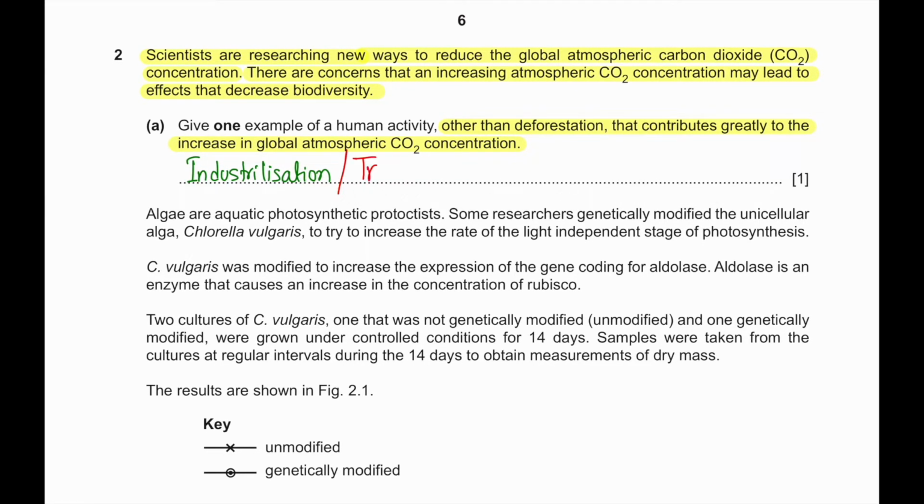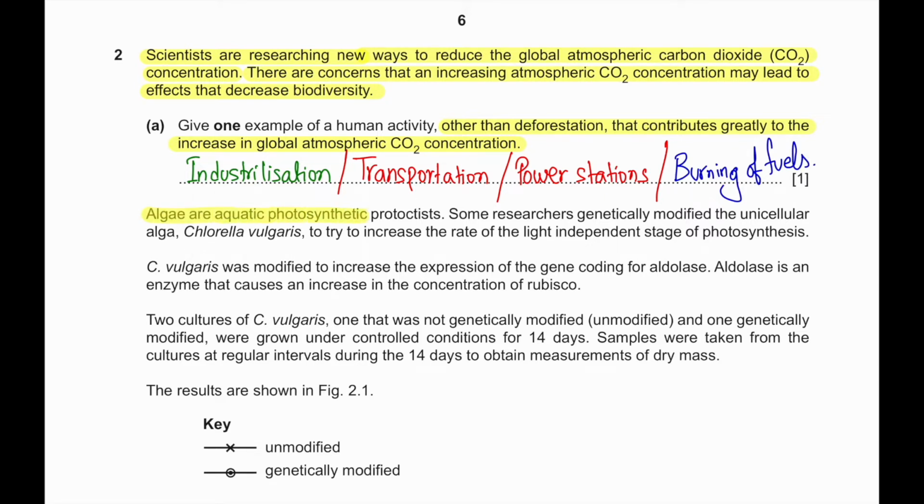or like transportation, power stations, burning of fuels, or like home heating, burning of fuels of any sort.